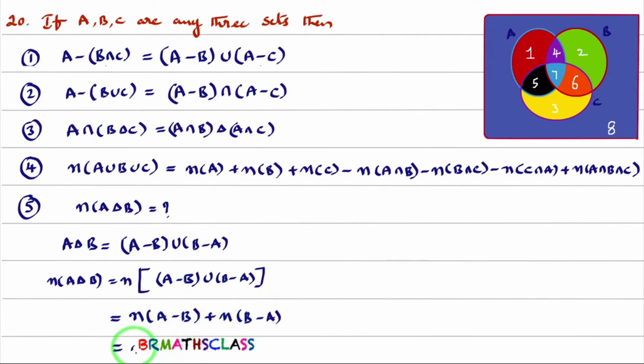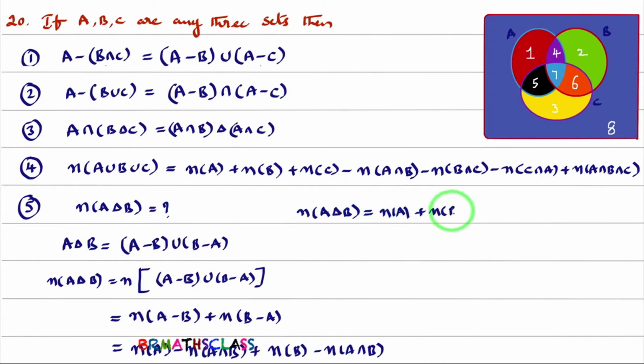N of A minus B is nothing but N of A minus N of A intersection B, plus N of B minus A is what? N of B minus N of A intersection B. Okay, so if we simplify this further, what will you get? N of A delta B, the symmetric difference between sets, equals N of A plus N of B minus N of A intersection B minus N of A intersection B, that is 2 into N of A intersection B. So how many elements are present in A delta B, you need to remember this formula.